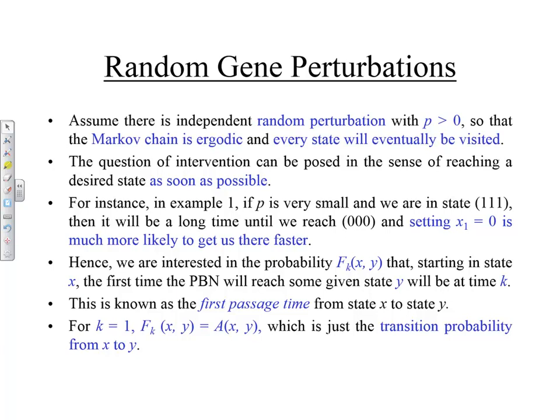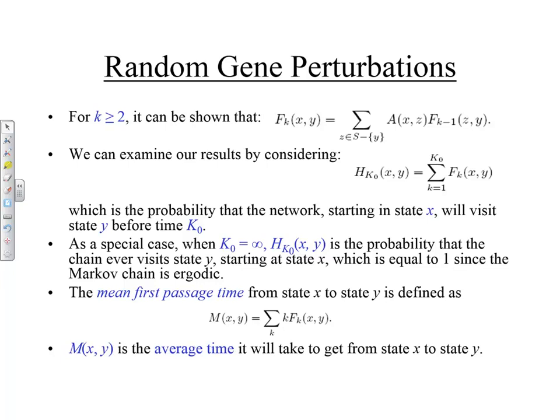For k equal to 2, you have to do some calculations, but it can be done. For k greater than or equal to 2, you can show that you can calculate f_k(x,y) like this. Basically, it will be going from x to z in one time step and then from z to y in k minus 1 time steps. It's not hard to see that this is going to hold.